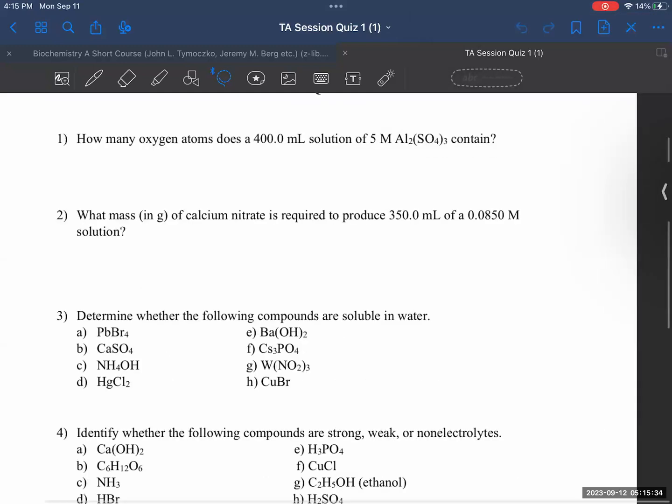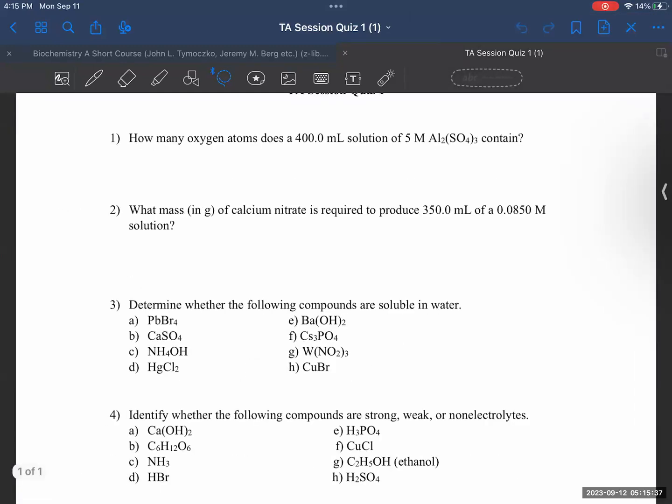All right. So question 1 is asking how many oxygen atoms does a 400 milliliter solution of 5 molar aluminum sulfate contain? Okay, so we're given molarity. What is the equation for molarity? M equals n over V. n is moles, so moles over liters. It's moles divided by volume, and volume is in liters.